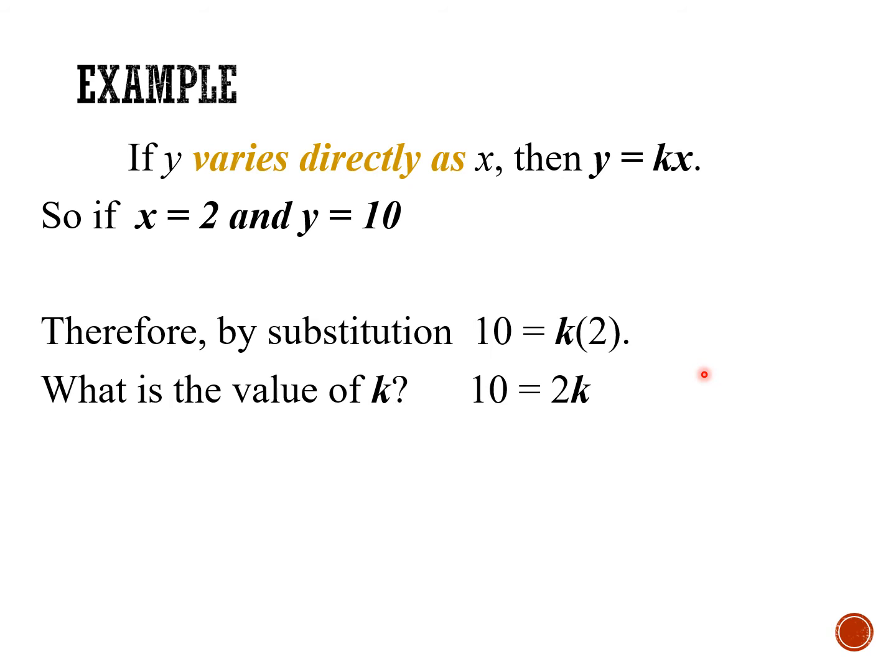So to find the value of k, we're going to divide both sides by 2 by division property of equality. Then, we're going to divide out 2. So k na lang po ang matitira. Then, 10 divided by 2 is 5. Do you get it? Very good.